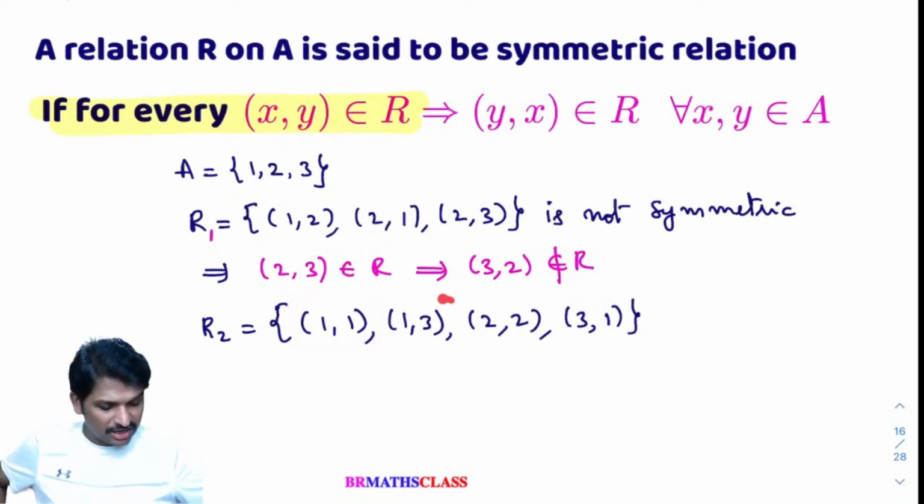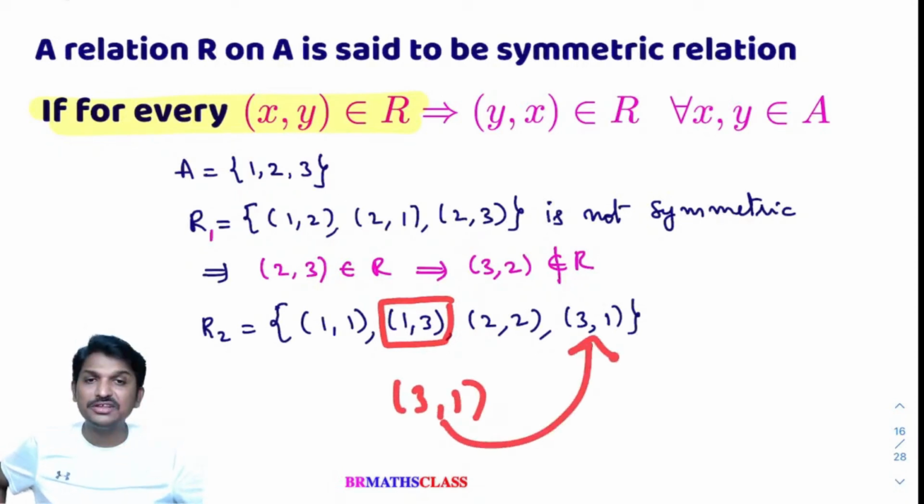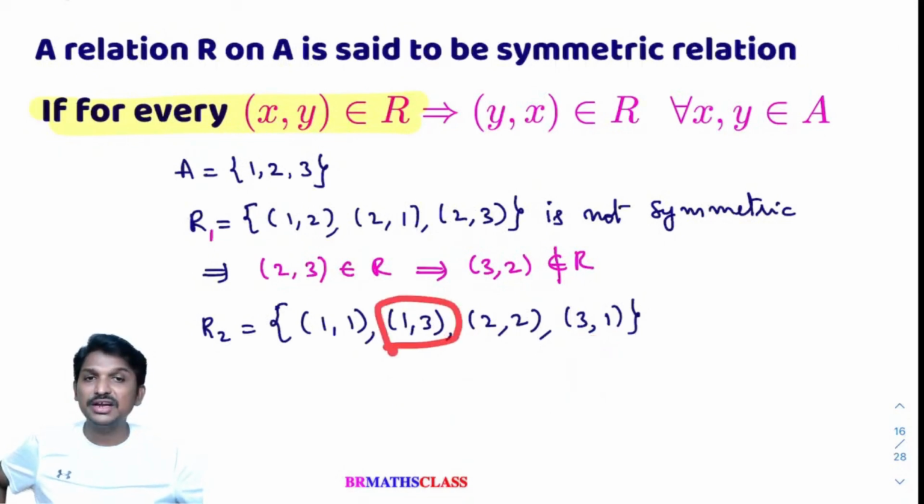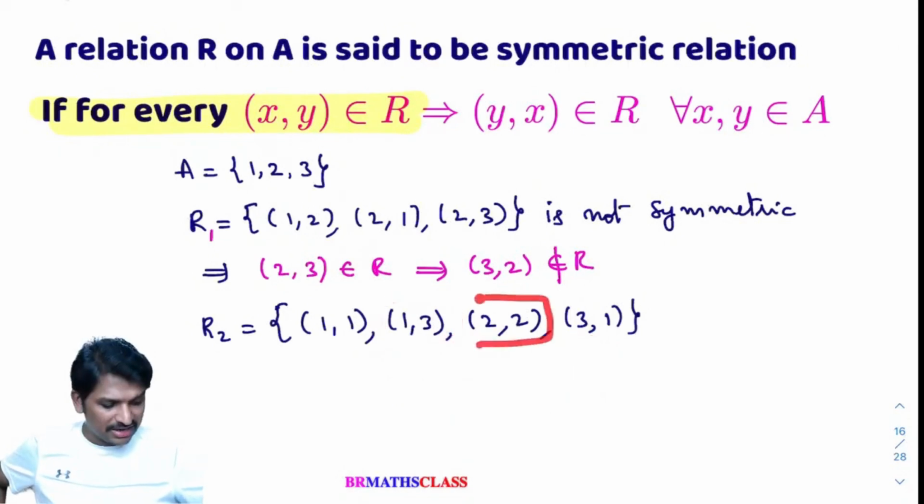Okay, take the element (1, 3). What is the reverse order of this? The reverse order is (3, 1). Is (3, 1) present in the relation? Yes. That means this element passes the symmetric condition. Okay, (2, 2). I said, for elements like (1, 1), (2, 2), (3, 3), no need to check the symmetric property. They always satisfy it. The reverse order of (2, 2) is (2, 2), which is already present.